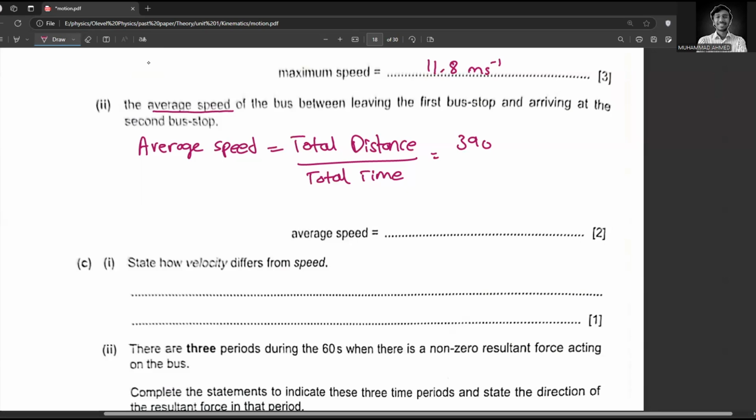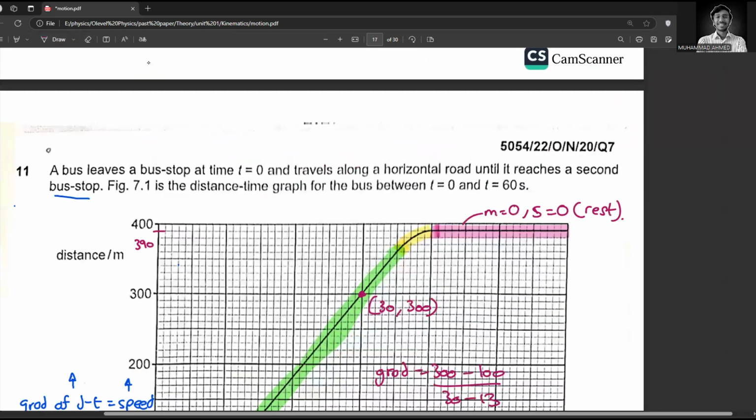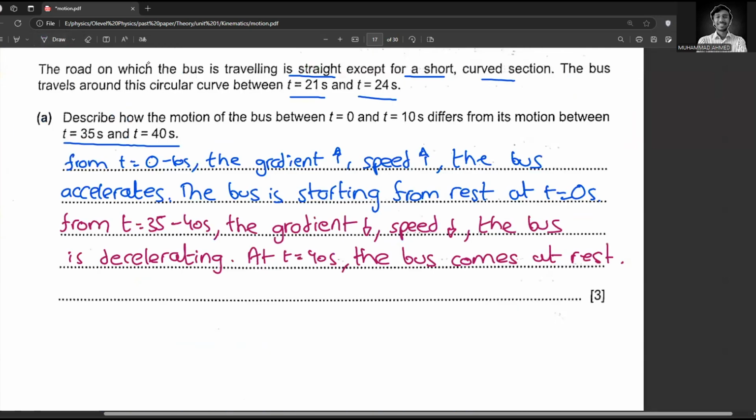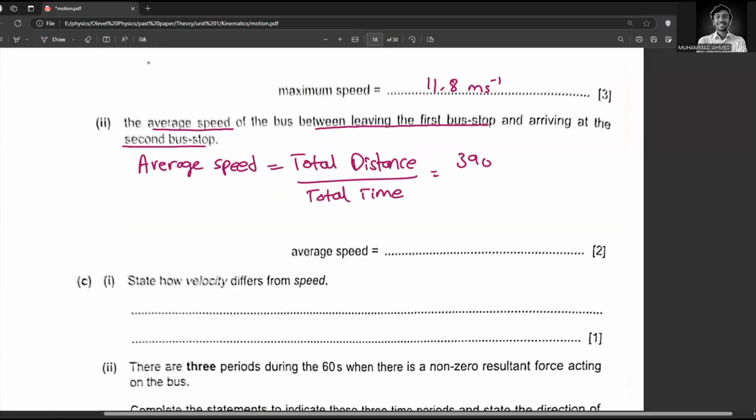Oh, there is a thing that we have missed conveniently. You have to calculate the average speed between the first bus stop and arriving at the second bus stop. So basically, we are arriving at the second bus stop when time t equals 40 seconds. Why? Because at 40 seconds, the bus comes to rest. So your time will be 40, not 60. Because you are arriving at the second bus stop at t equals 40 seconds. 390 divided by 40 comes out to be 9.75 m/s, which is your average speed.